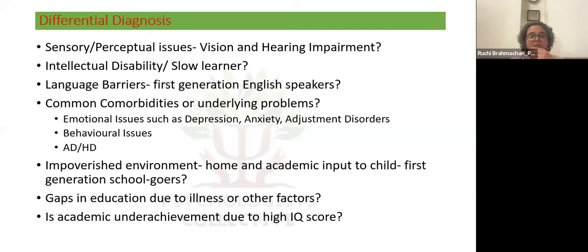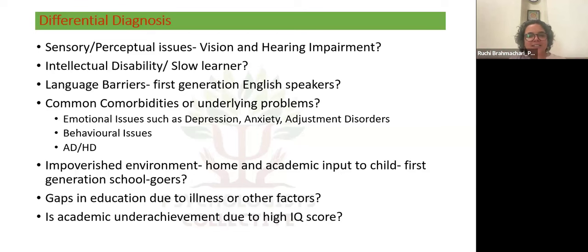Sometimes academic underachievement may be due to a high IQ score. So you have an incredibly bright child, because there is a discrepancy model. We are looking for a discrepancy between IQ and academic achievement. So if I have an IQ of 130, which is very superior, and my academic achievement is 110, which is technically high average, I still have a 20 point discrepancy. So is that really a learning disability?